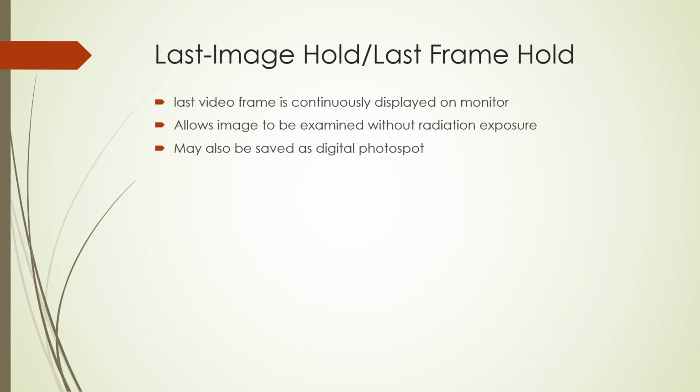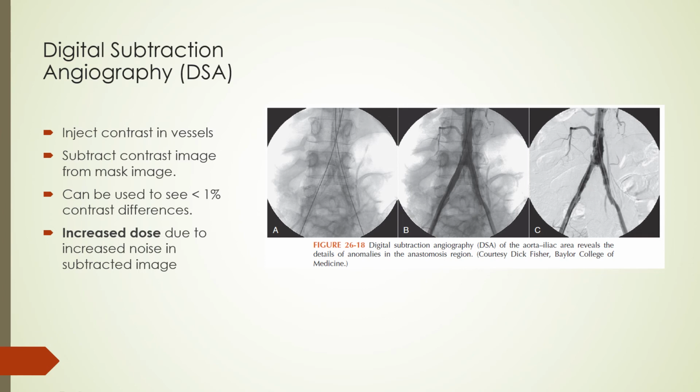The image can also be saved as a digital photo spot. Digital subtraction angiography is used to improve visualization of contrast-filled vessels. In vascular studies where iodine contrast injections are used, images that include a contrast agent can be subtracted from the mask image of the anatomical background to remove overlying bone and soft tissue. The subtraction reduces anatomical noise and increases the contrast of blood vessels in the subtracted images.